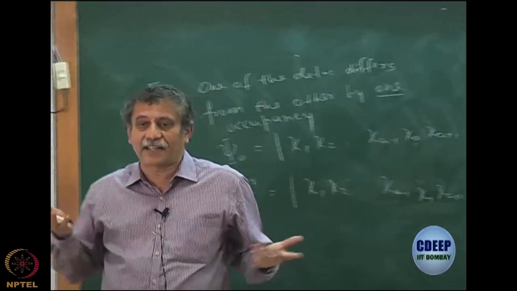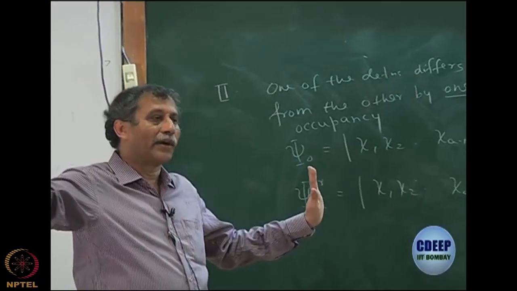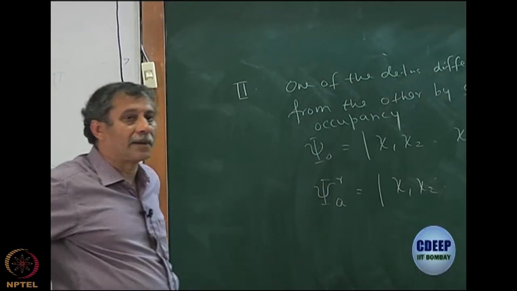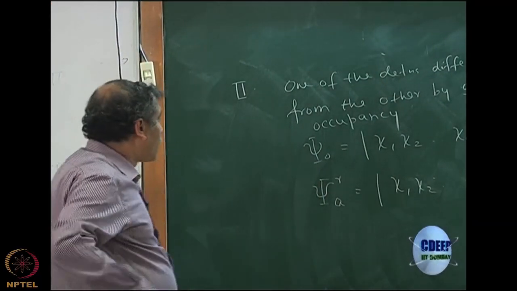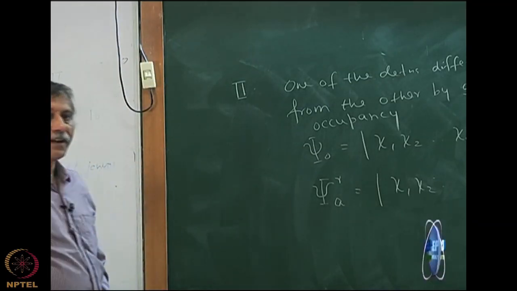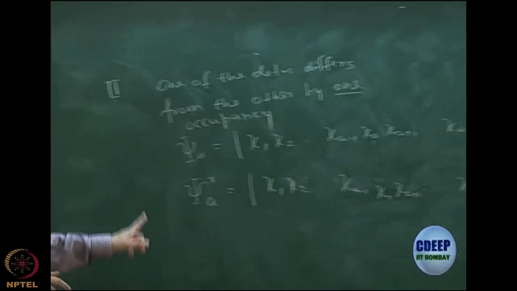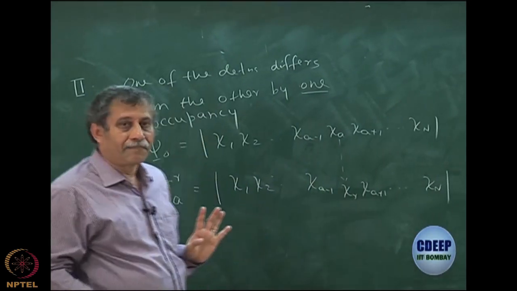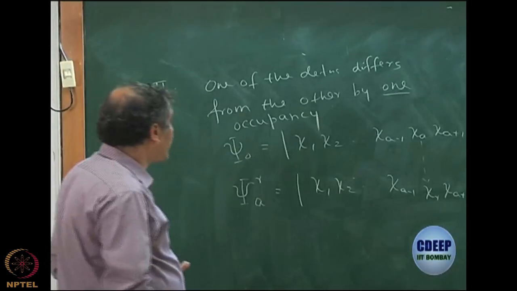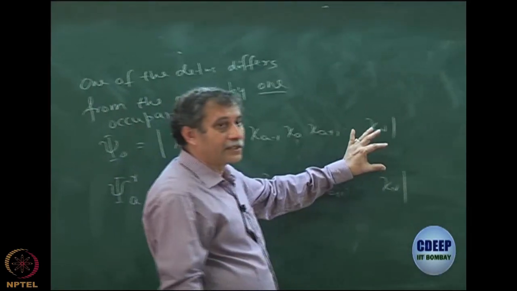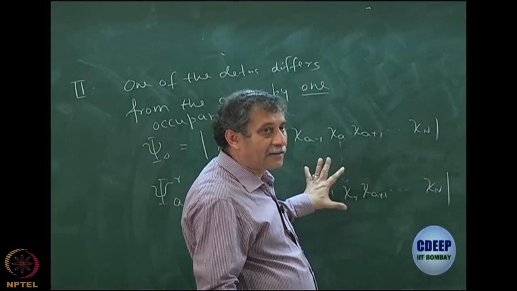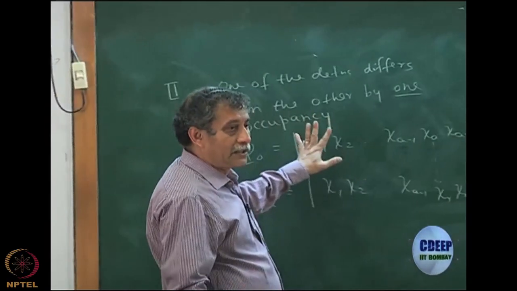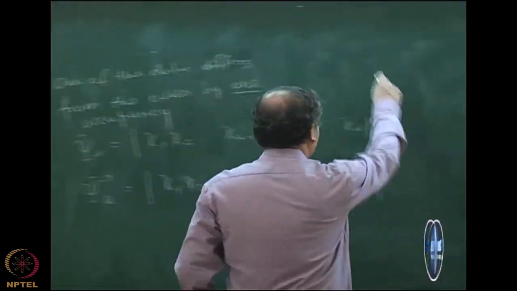The coordinates are still 1, 2, 3 to n, because that is a dummy coordinate. Again, I repeat, the coordinates are always dummy. So, it does not matter. The important thing is there are n electrons, there are n spin orbitals. So, here also we have n spin orbitals, except that chi a has been replaced by chi r. So, when you have these two determinants, and these are now arbitrary spin orbitals, they are not necessarily Hartree-Fock when I am using Slater rules. So, they can be arbitrary spin orbitals.